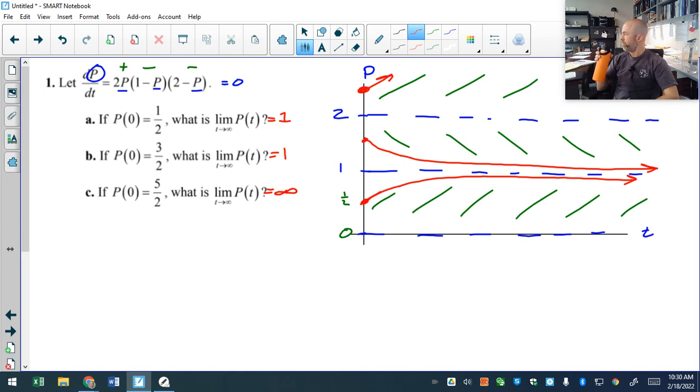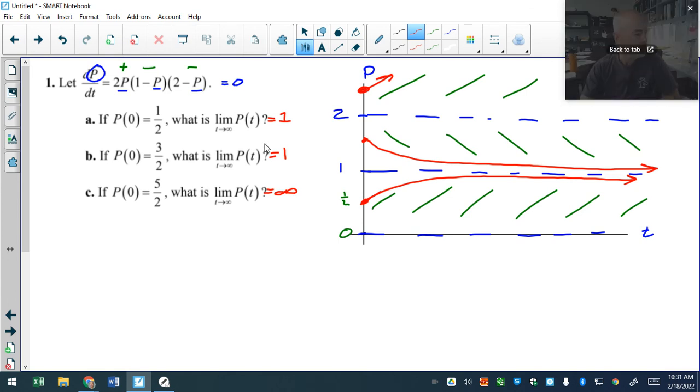That was a weird problem, wasn't it? Looking for those equilibrium solutions.